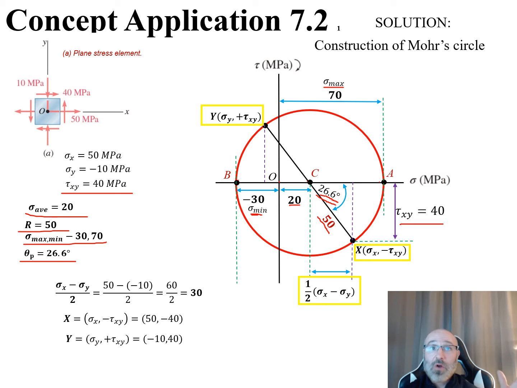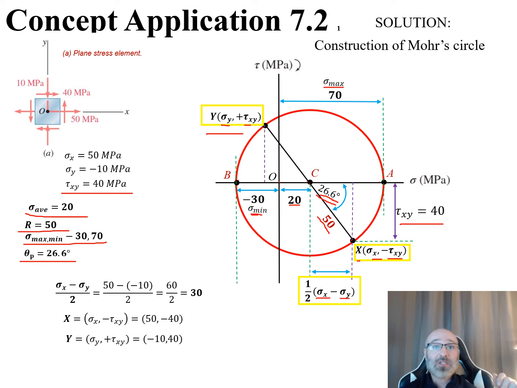Now what I don't know yet are the coordinates right here, my y, so that's my sigma y, and my tau xy, which I have, and I can plug those in. And I also have over here my x, which is my sigma x, and my negative tau xy. And then this distance down here from C to the point right there at x right there, which is 1/2 of sigma x minus sigma y.